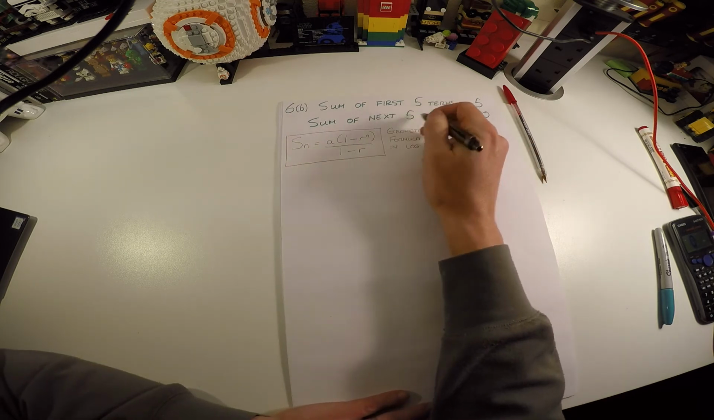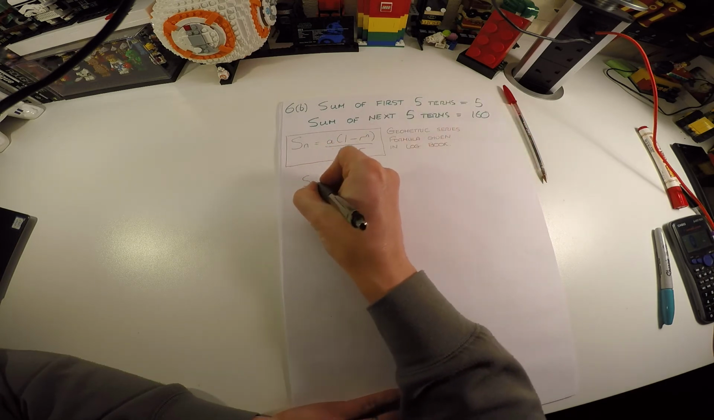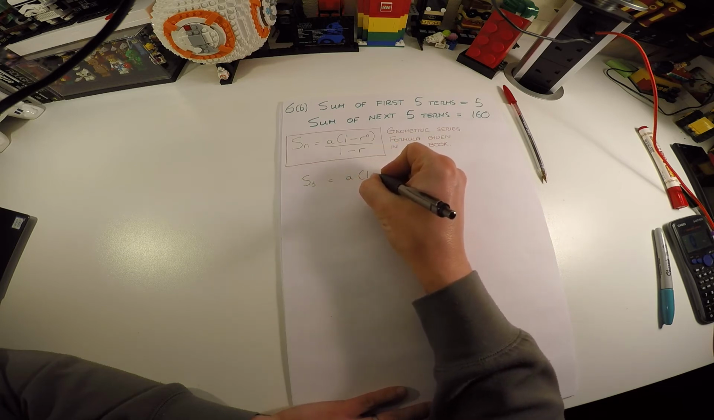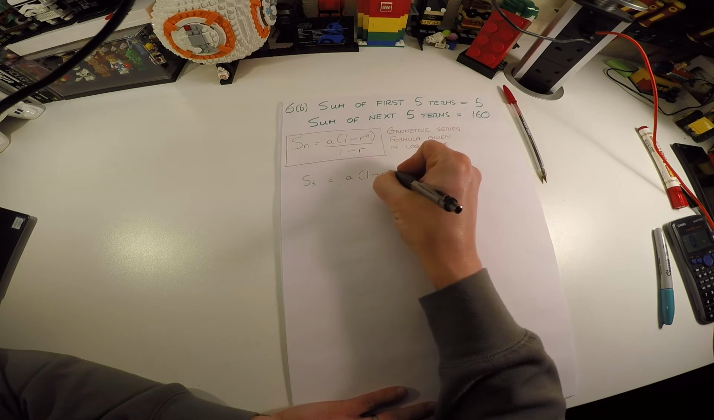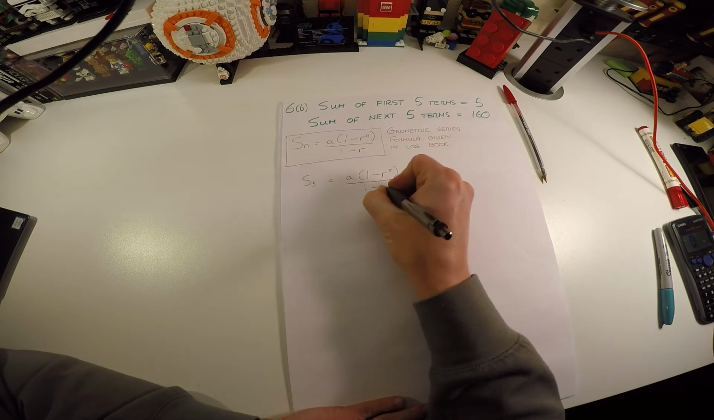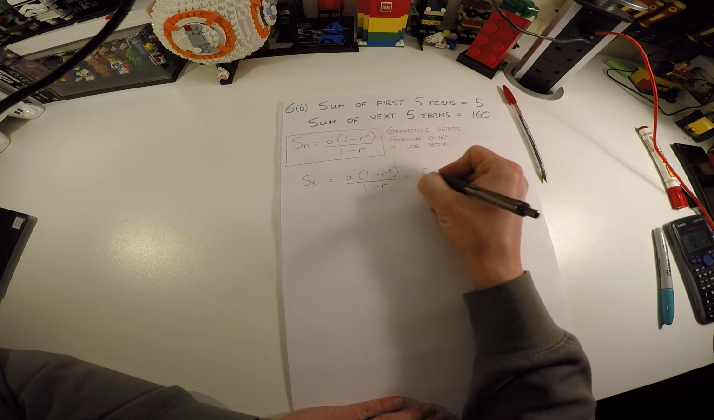Look at the first line, what it tells us. The first 5 terms added together is 5. So we can say S of 5 is equal to A times (1 minus R to the 5), because it's the first 5 terms, over 1 minus R, except we know that's equal to 5.